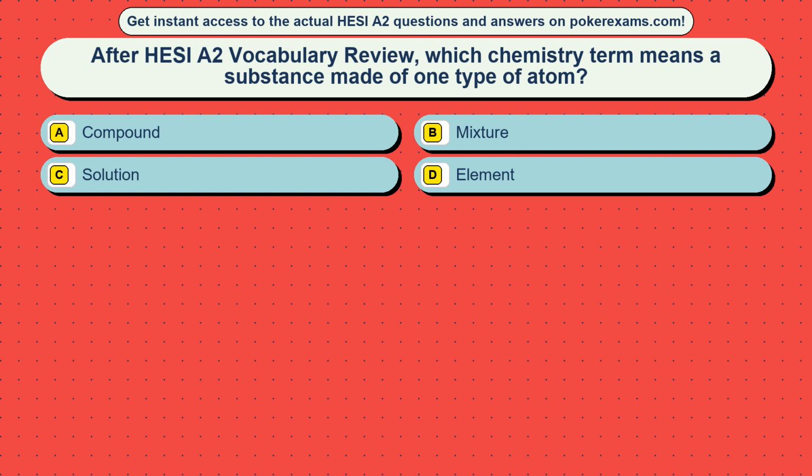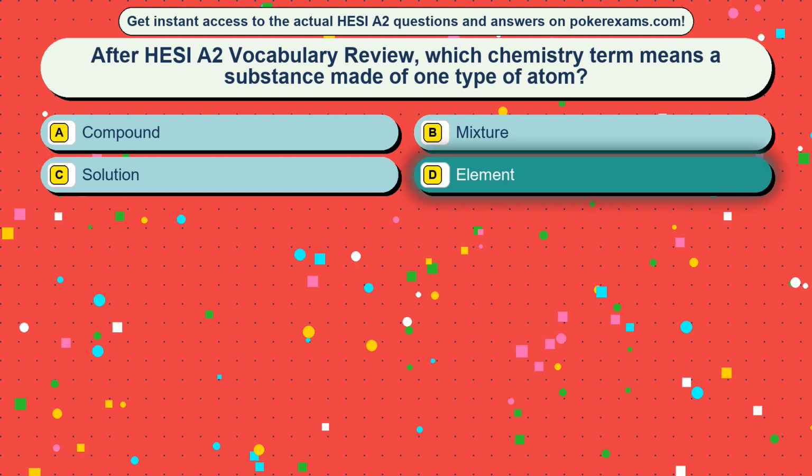Option A, compound. Option B, mixture. Option C, solution. Option D, element. The correct answer is option D, element.